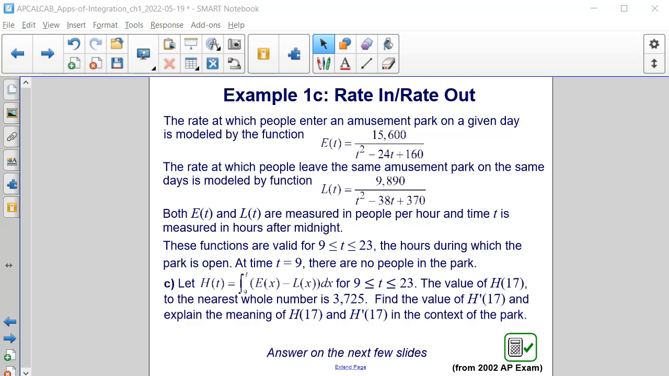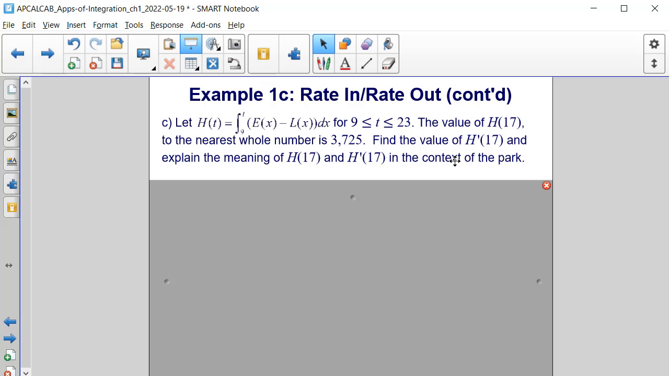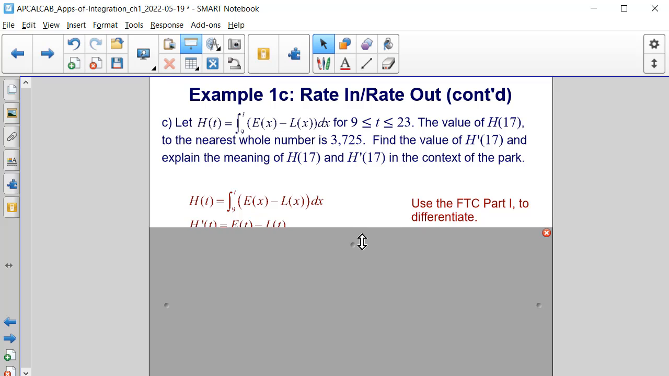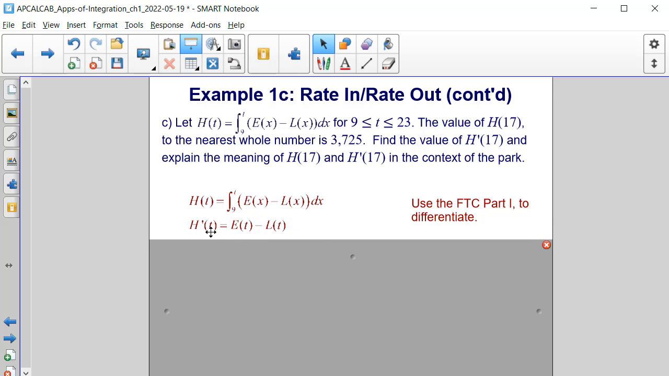Let's get started. Did you notice anything familiar about the first line of this part of the problem? This actually models the fundamental theorem of calculus part 1. So we can use that to differentiate. If h of t is equal to the integral of e of x minus L of x, then h prime of t will actually equal e of x minus L of x. Or in other words, h prime of t is equal to e of t minus L of t.